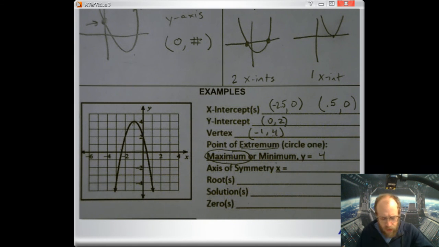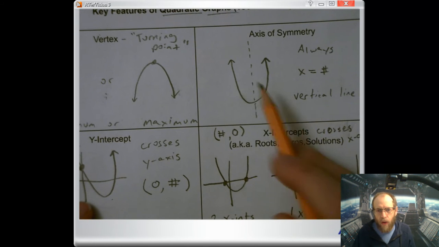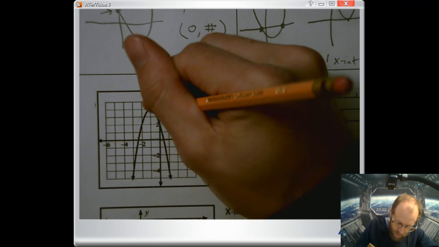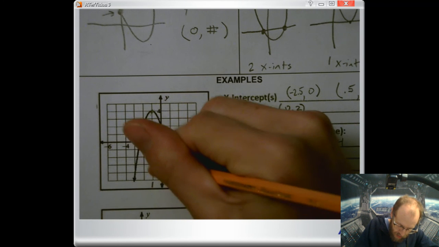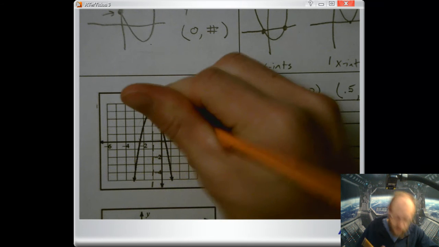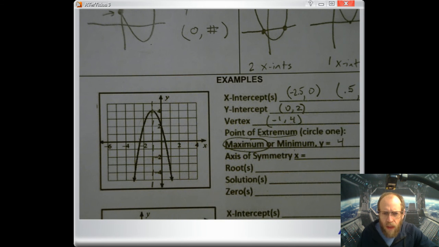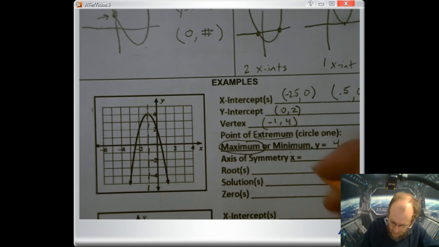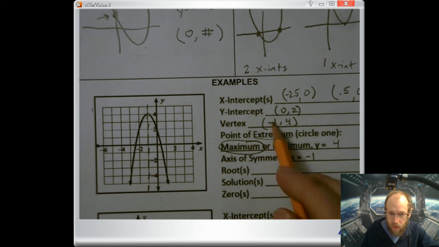What about the axis of symmetry? Can you picture it? Remember, the axis of symmetry is always a vertical line going through the middle of the parabola. And it's always going to go through the vertex. So it's a vertical line right here. That's my axis of symmetry. Because it's a vertical line, it's always written in x equals form. And what does x equal? -1. The same as the x value of the vertex.